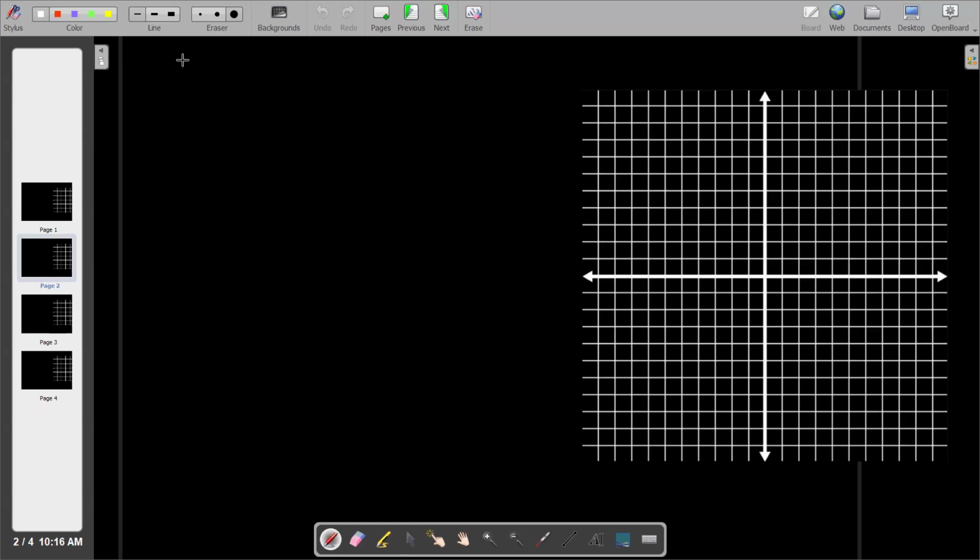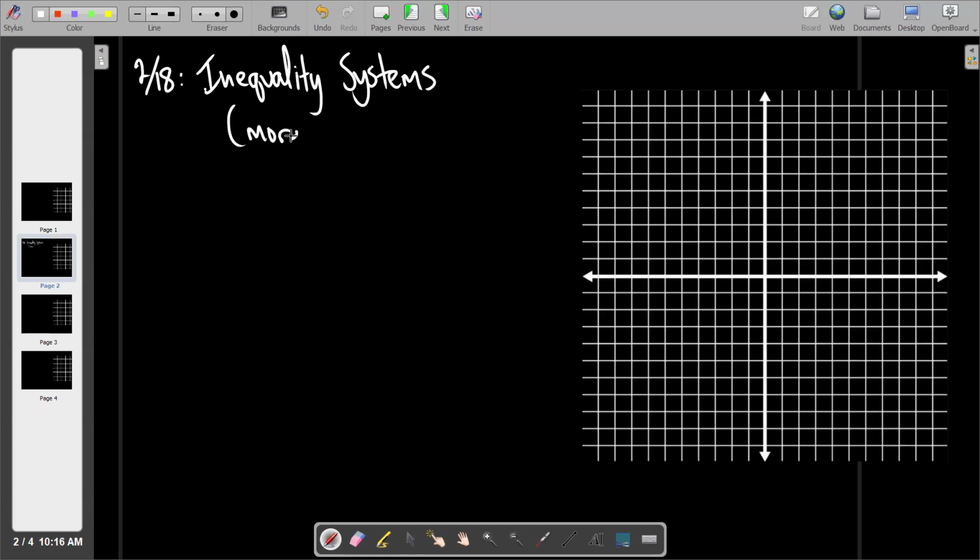So anyhow, this is the 18th. And we're going to do inequalities. So we'll just call this inequality systems. And then we'll put a little comment here that says more than two. Because all of the inequality systems that I've had you do so far, there have been two inequalities. And so we've had some shading, and then we just shade in the area where the shadings cross over.